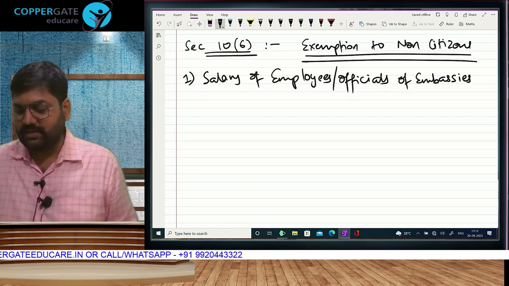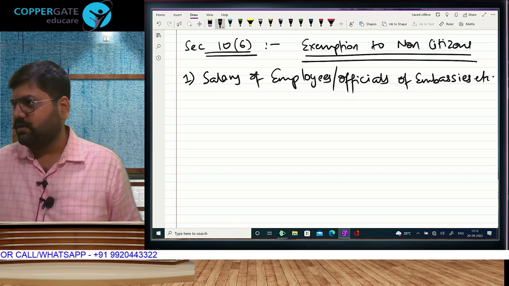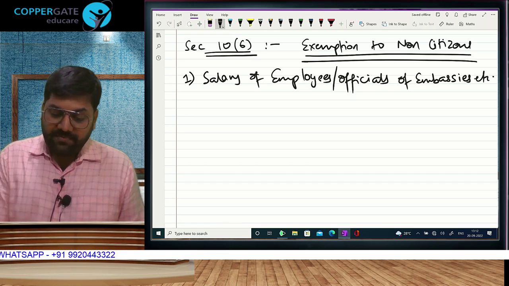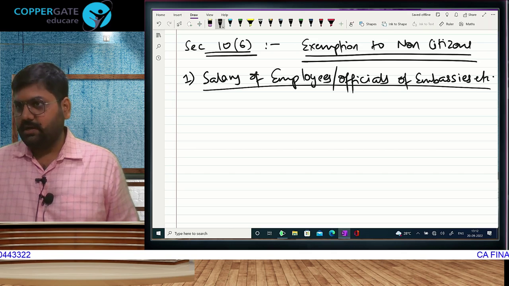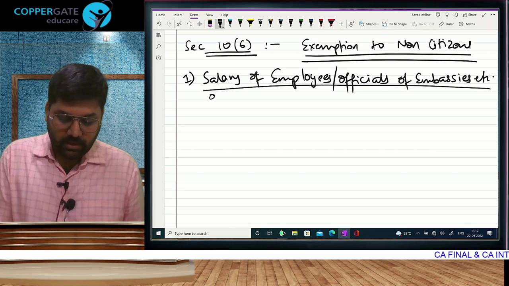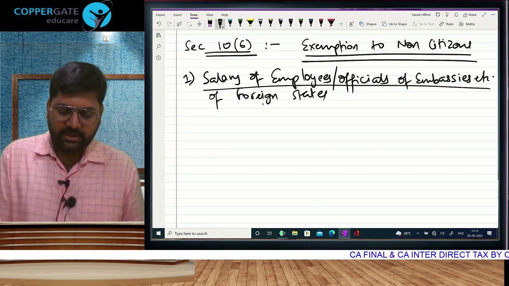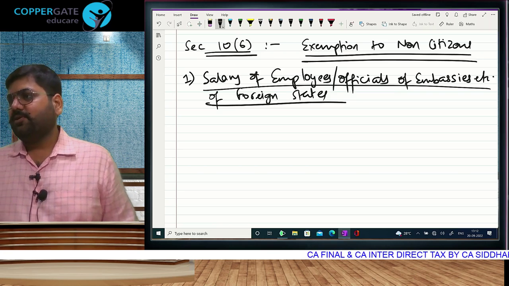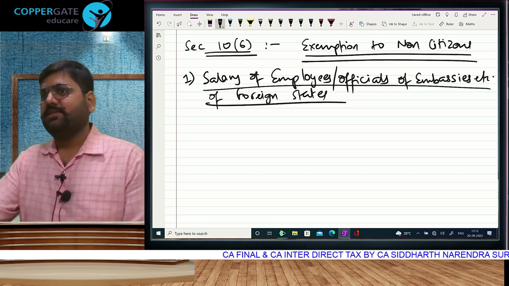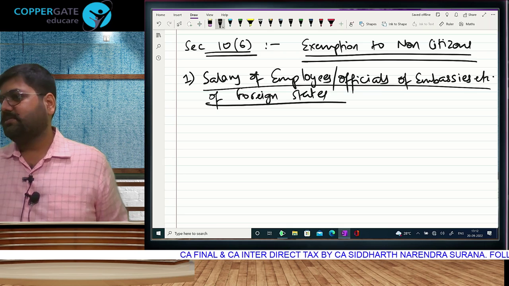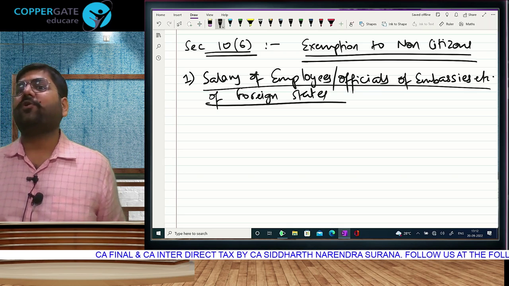Embassy, consulate, etc. We use the word etc. because it can be embassy, it can be consulate. Different countries call it by different names. And they are working in India. Understand the whole catch here. Officials of embassies of foreign countries, foreign states. Actually, it is foreign country. But internationally, because US calls it United States, so we refer to them as states. India is the Republican state of India, the state of India.